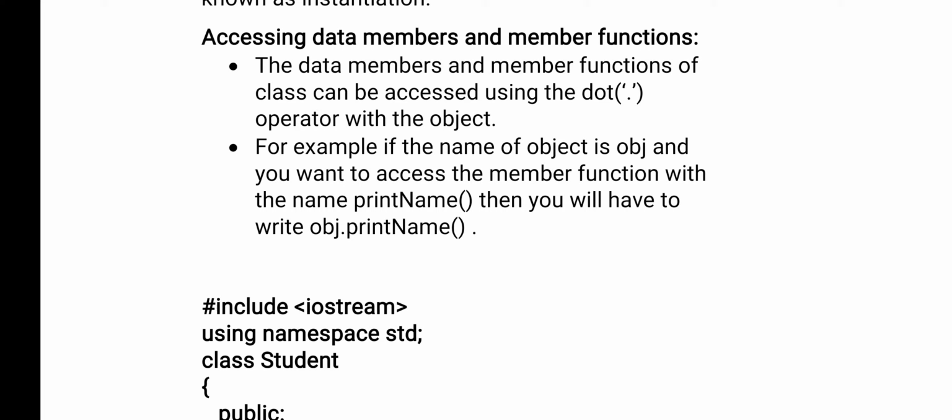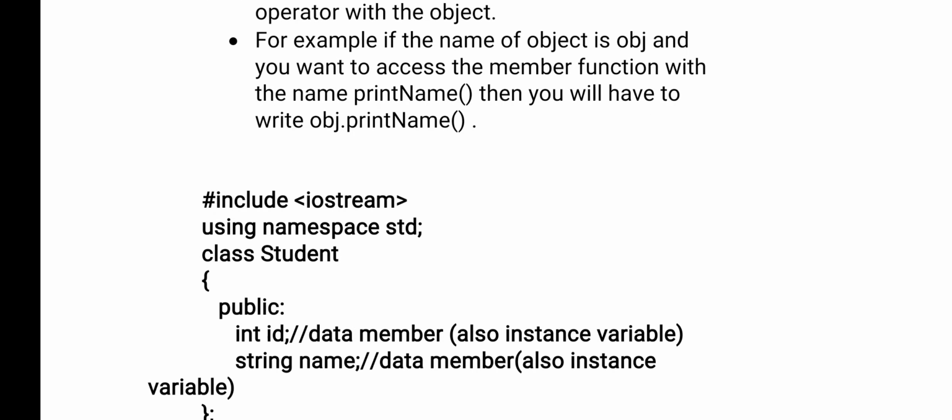For example, if you want to access any data member and member function of the class, then you need to create an object. After creating an object, you need to access. How will you access? Object name dot method name, so that the method can be accessed. So in the example I have given, for example, if the name of the object is obj, and the member function name is print name, I want to access the method print name.